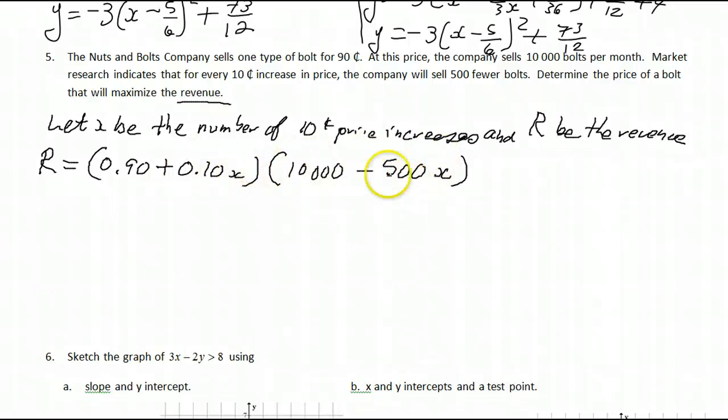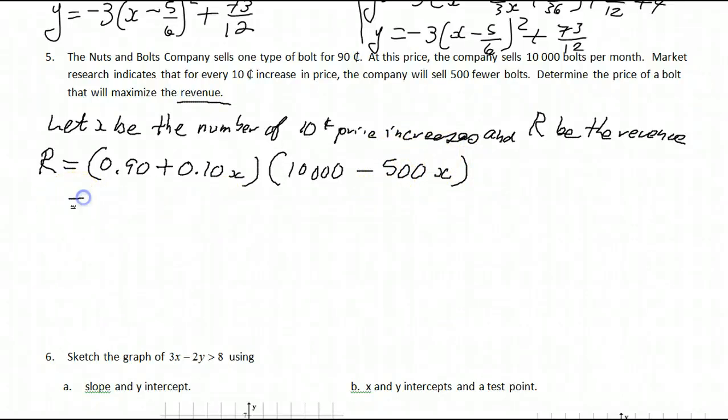And this makes sense in that context, right? Sometimes you need to look at your equations and say, do they make sense in the context of the question? If I have 5 price increases, well, this will be 50, 90 plus 50 is $1.40. 5 10-cent price increases will take me from 90 to 140. And I will sell 2,500 fewer bolts, 500 times 5. Okay, this is what we want to maximize.